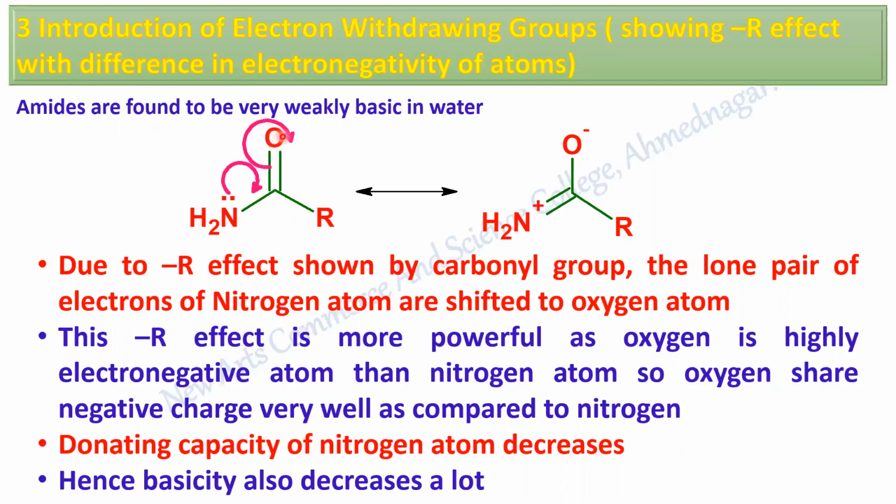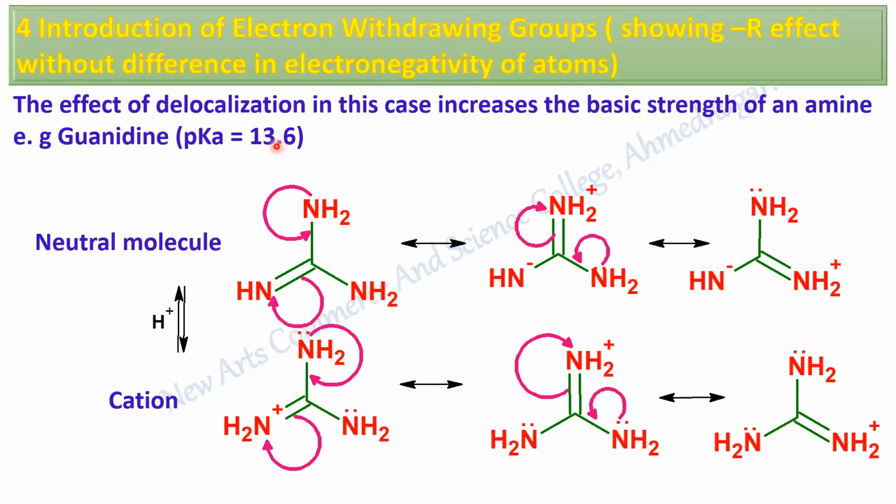Now, instead of this oxygen, consider a compound where there is no electronegativity difference. So that is the next point: the introduction of an electron withdrawing group showing minus R effect without difference in electronegativity of atom. This is the simple example where a nitrogen electron pair can be delocalized again towards a nitrogen. This is an example of guanidine. Look at the pK value, 13.6. The larger the pK value, the stronger is the base.